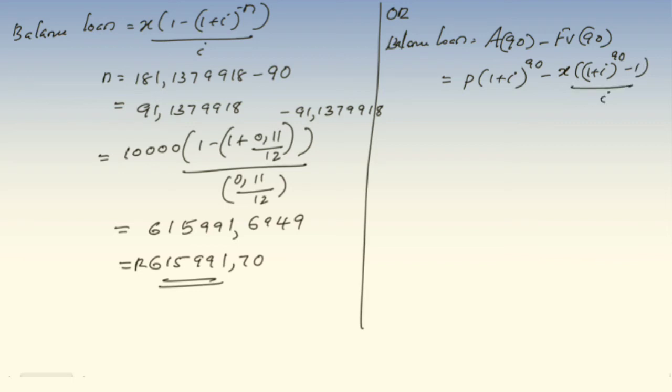Especially when it comes to balance loan, my suggestion is just go with this formula, the one that I am using, that is on the safe side. So it's going to be P, the loan amount, that is 882,000. 1 plus i is the same in all cases, that is 0.11 over 12 to the power 90 minus x, which is 10,000.